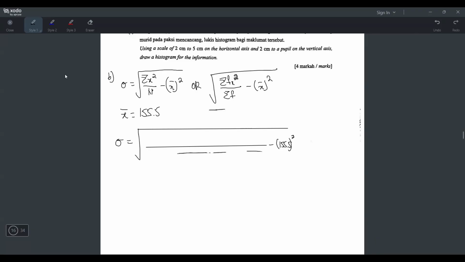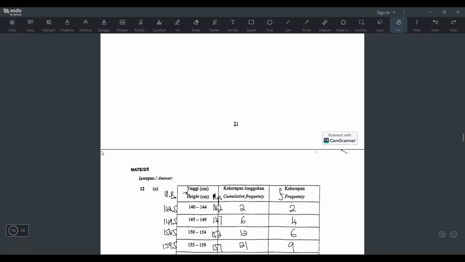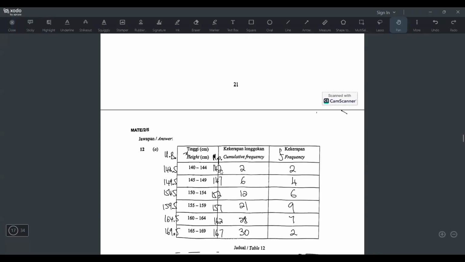Never ever square the frequency. You will square the x, which is the midpoint. So what you will write is 142 square times 2. Understand, right? It means you have to take the x square times the frequency. And the frequency, no need to square.